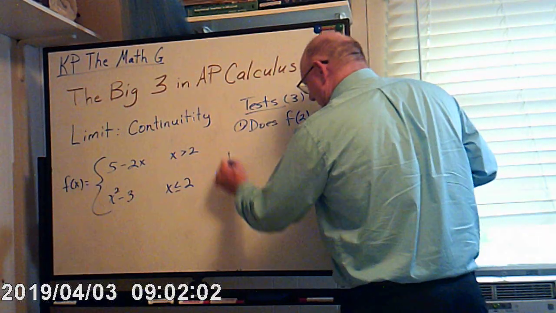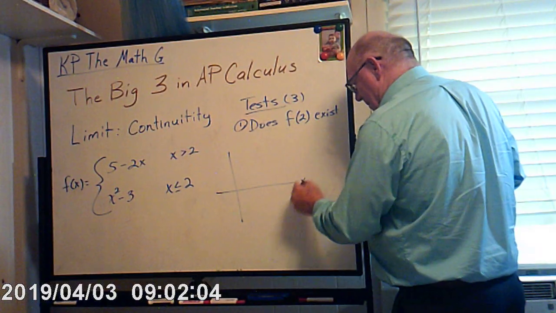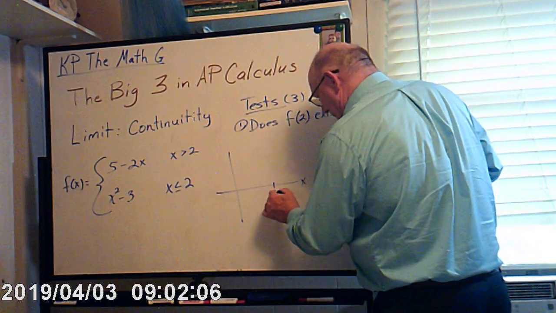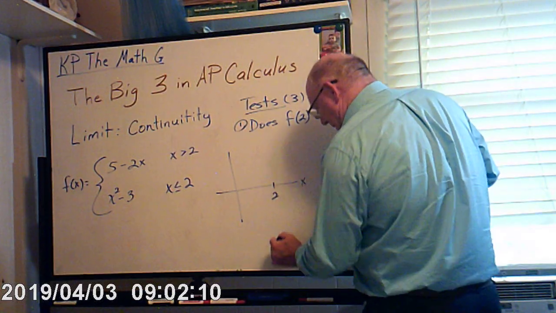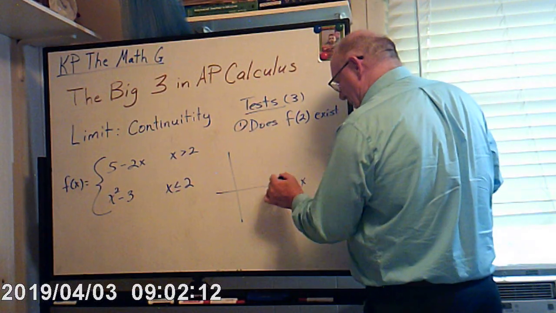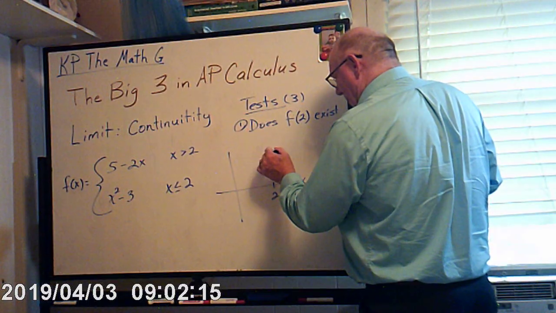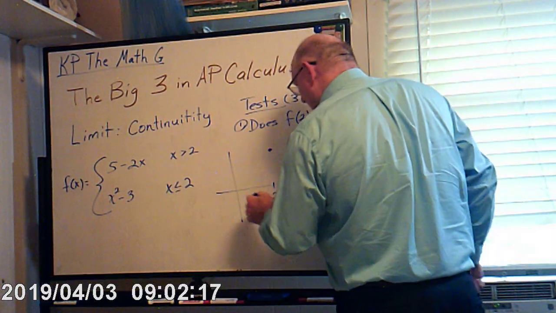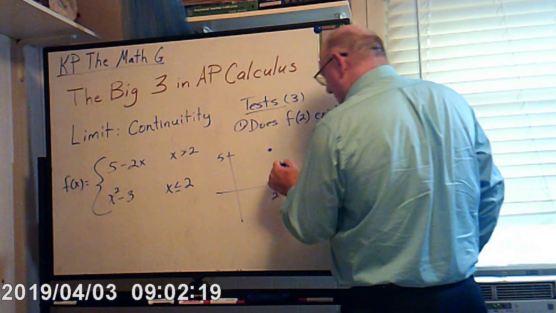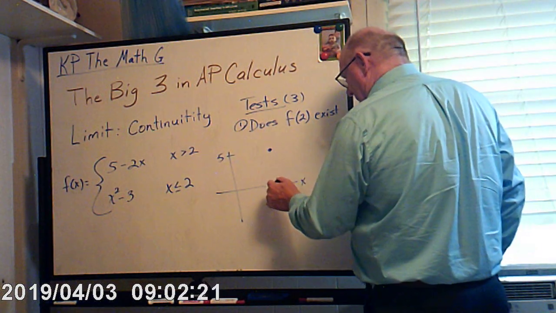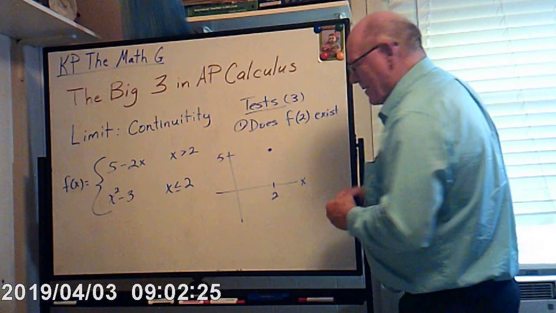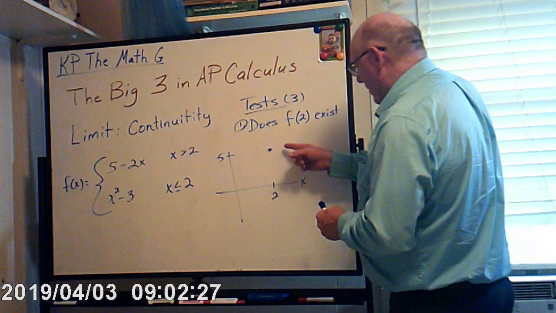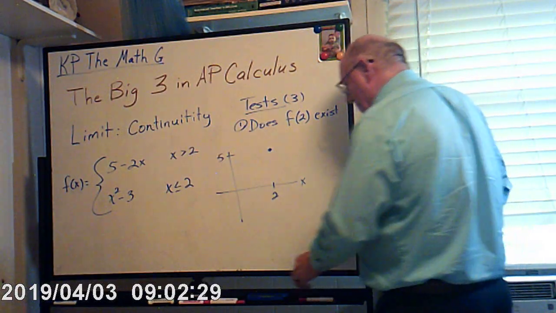In other words, at 2, is there a solid point somewhere at 2? It could be down here, it could be up here, just somewhere. Is there a point right here, f(2)? Let's say this is 5, I don't know. If there is, then it exists. That doesn't prove continuity yet, because all we've got is 1 point.